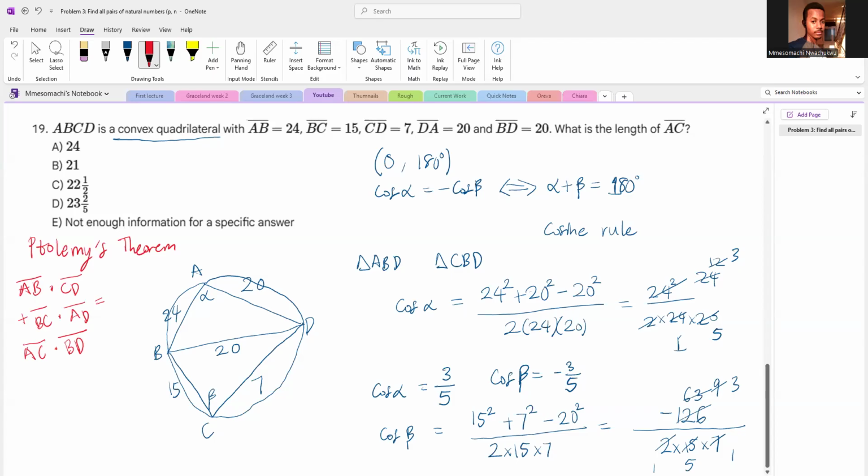First of all, remember that we know this is a cyclic quadrilateral because opposite angles are supplementary. So now we can apply Ptolemy's theorem here. Remember we want to find the length AC. So we have 24 times 7 plus 15 times 20 is equal to 20 times AC. 24 times 7 gives you 168.